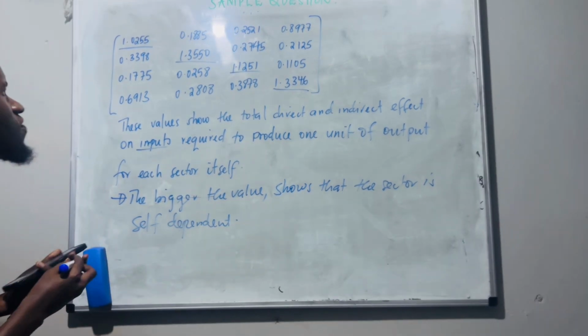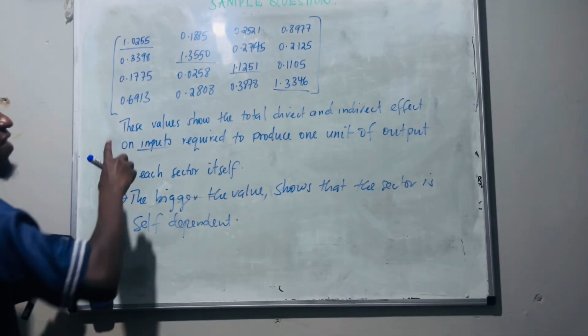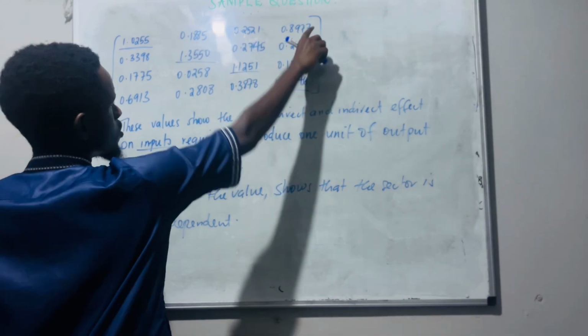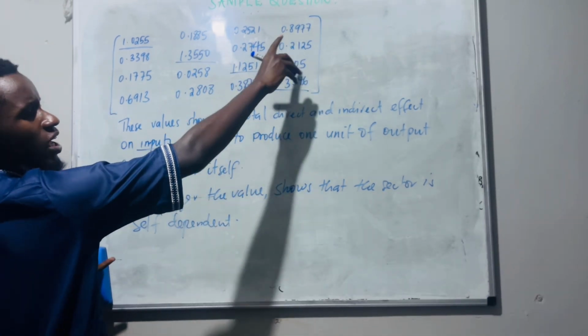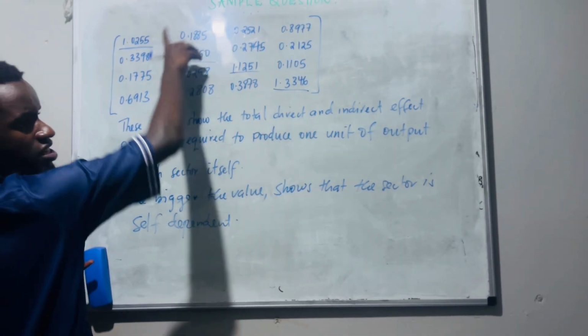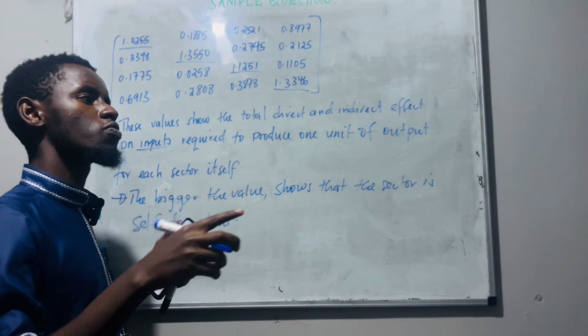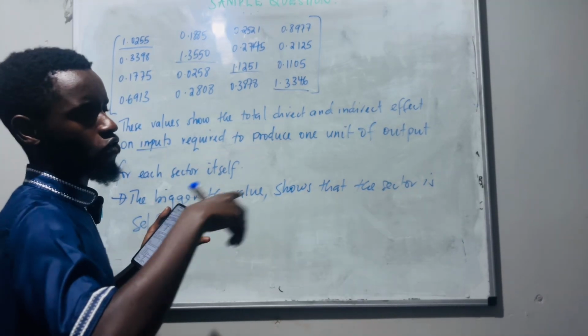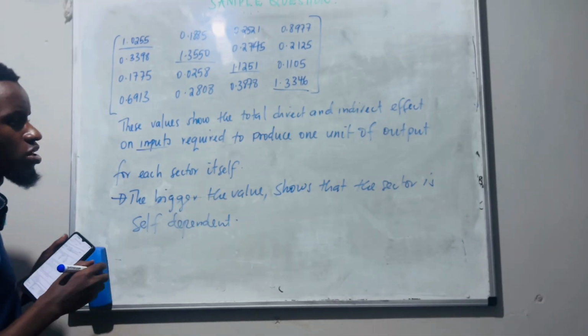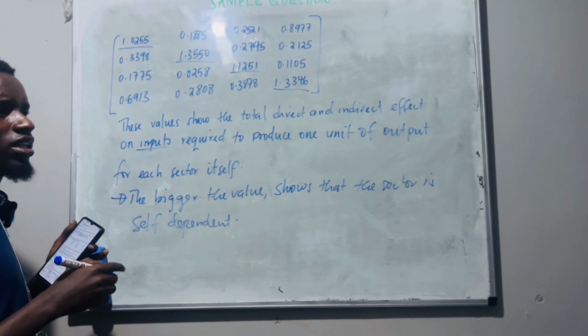It means that if this value is bigger than the rest of these values, it shows that this sector consumes more of its own output as inputs, rather than using inputs from other sectors or industries. Are we together? Let us take an example.